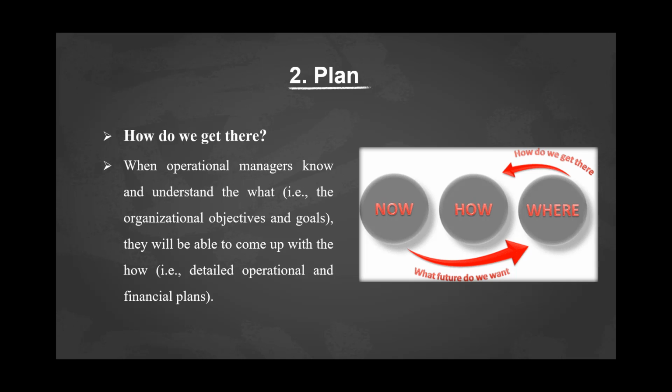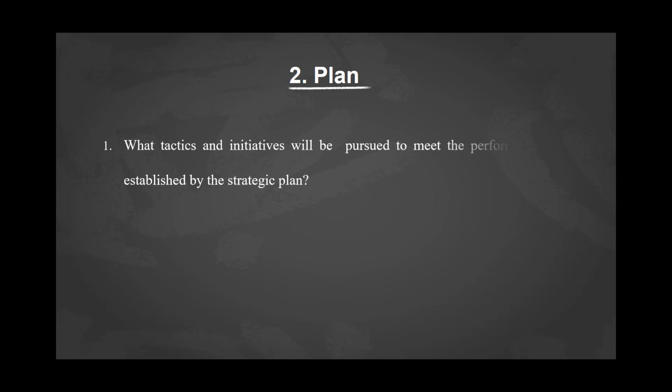Operational and financial plans answer two questions. Number one is what tactics and initiatives will be pursued to meet the performance targets established by the strategic plan. And number two is what are the expected financial results of executing the tactics. Let's explore both one by one.